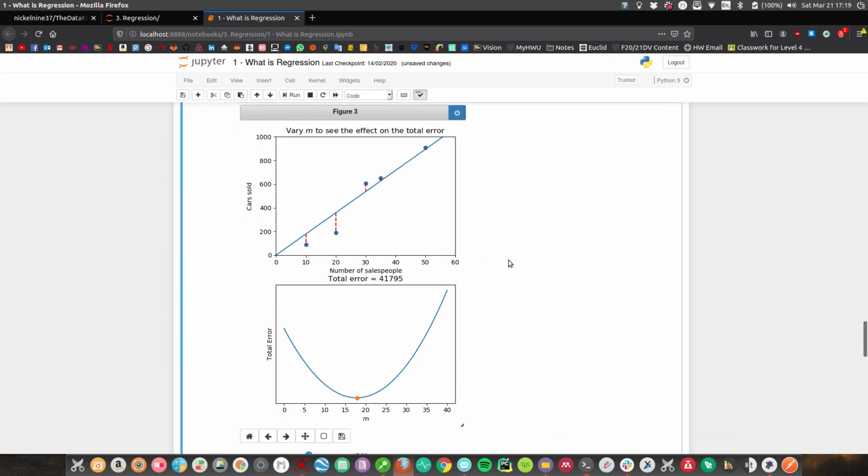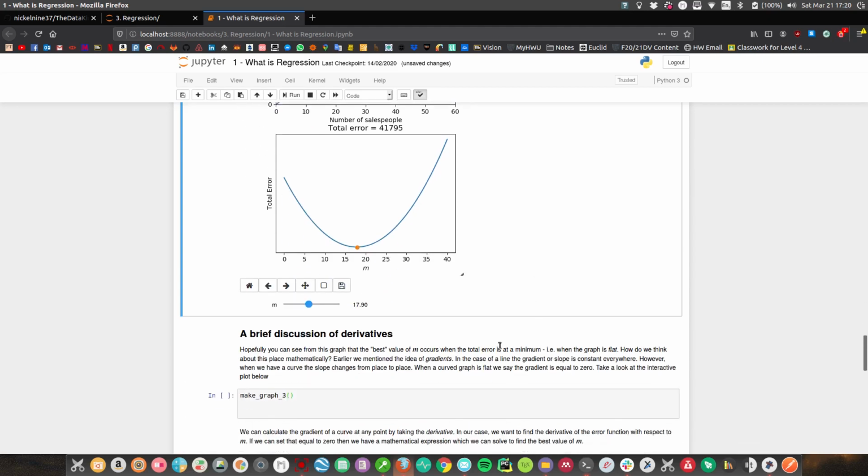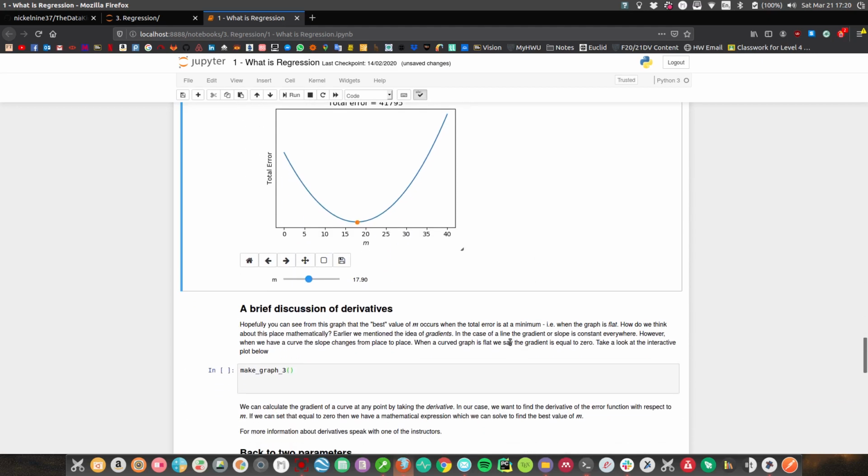Okay, cool. So we're getting towards an answer. We now know that the best value of our parameter m is going to be when it minimizes the total error. So how do we actually extract that information, right? And to talk about this, we're going to have to discuss derivatives, okay?